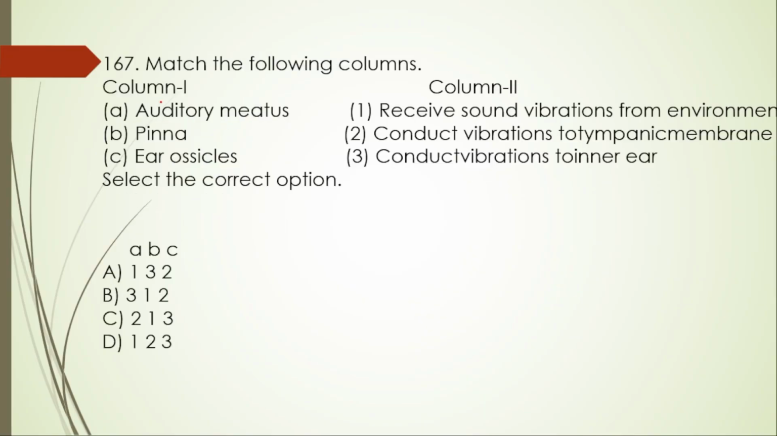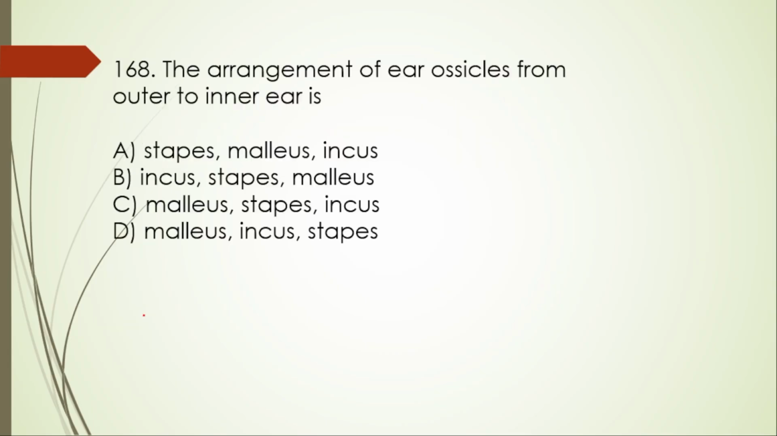Match the following type of question. Column 1 with column 2. A. Auditory meatus. It is actually for conduction of vibrations to the tympanic membrane. So A is 2. A is 2, only one option has that, that is C. So here the right option will be C. By one correct matching only you can answer almost. At least you must know 2.